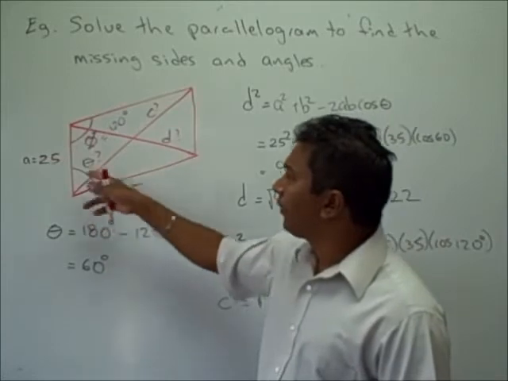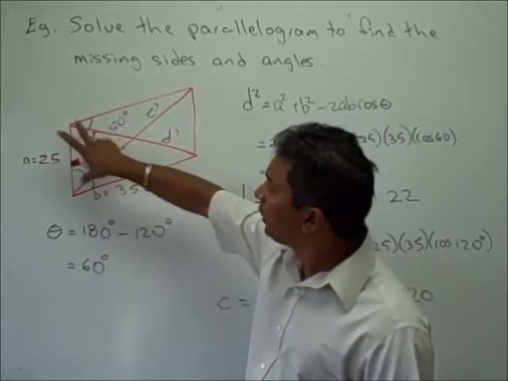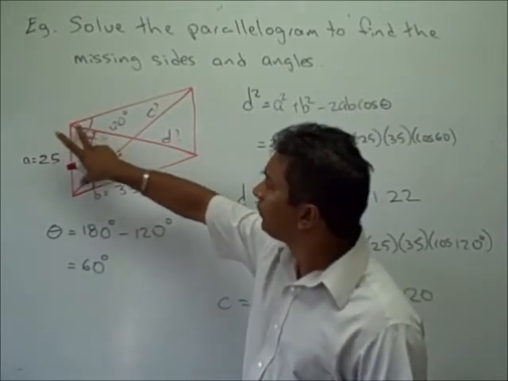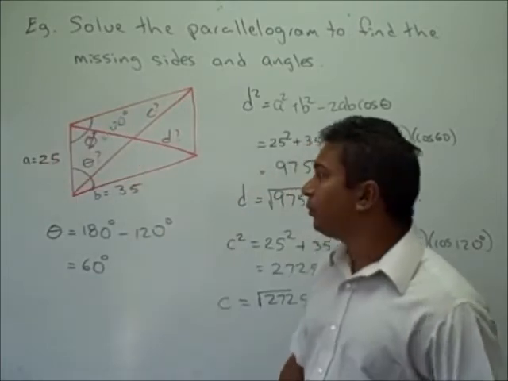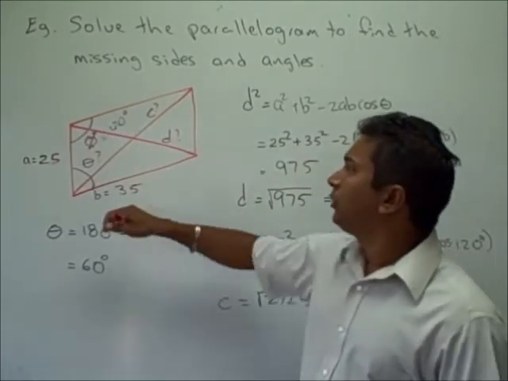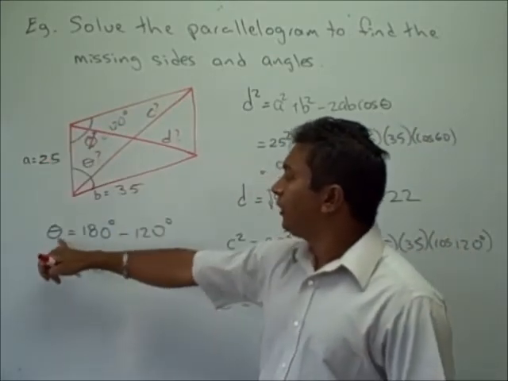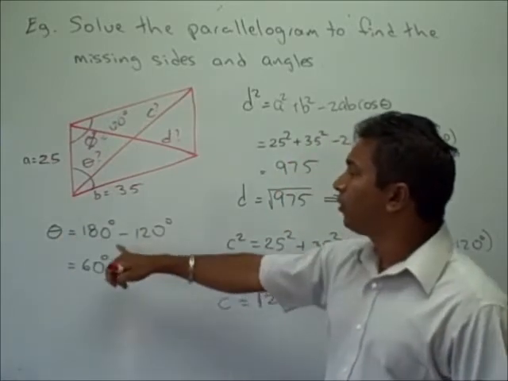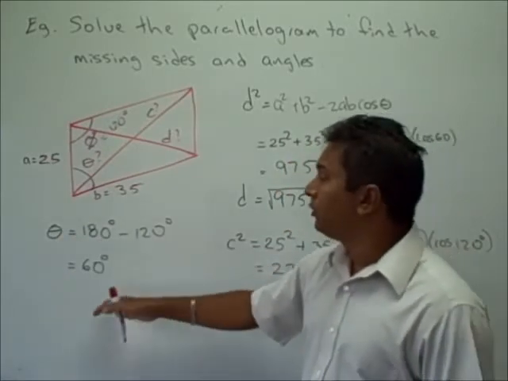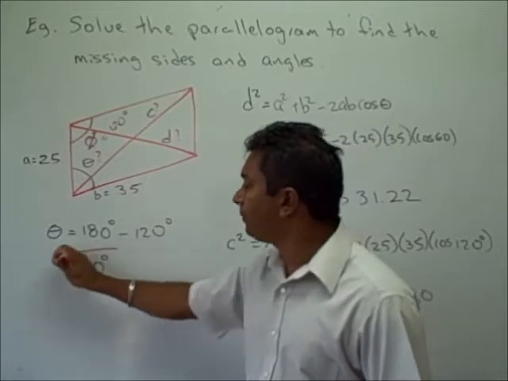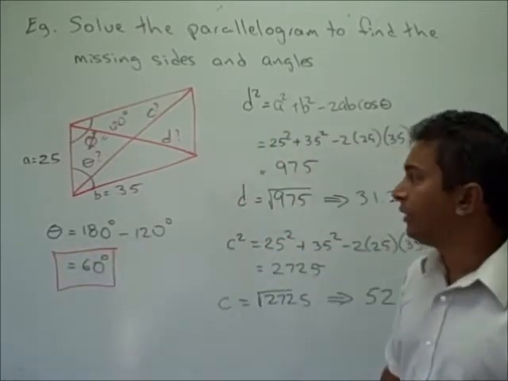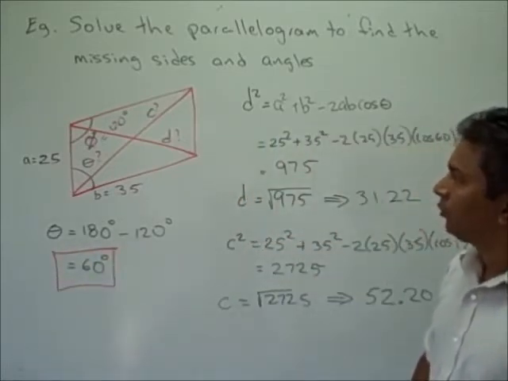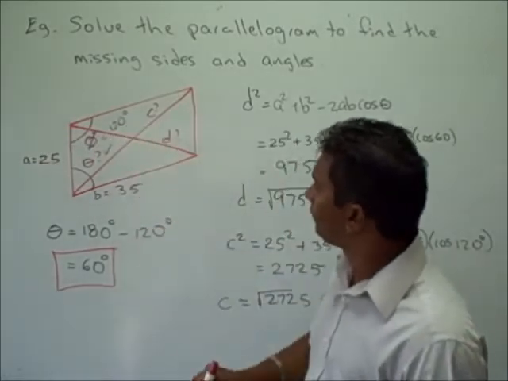Now let's start by finding theta. We know that the two angles of a parallelogram, these two angles here, add up to 180 degrees. So since we know phi, theta would be 180 minus phi, or 180 minus 120. So angle theta is equal to 60 degrees. So we have our first unknown.